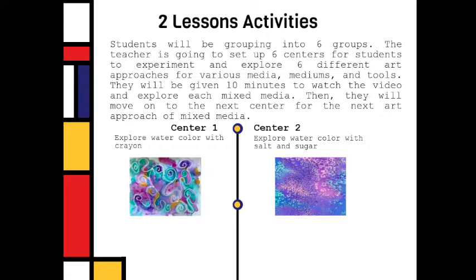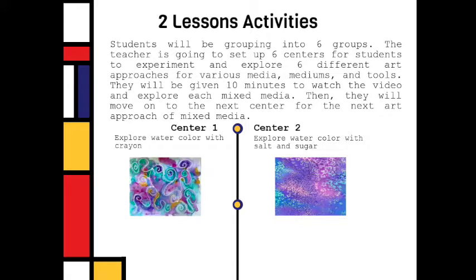I only have 40 minutes for one period. So students have to explore the art for 6 centers. They need 2 lessons for the activities. So for this activity, students will be grouped into 6 groups. The teacher is going to set up 6 centers for the students to experiment and explore 6 different art approaches for various media, medium, and tools. They will be given 10 minutes to watch the video and explore each mixed media, and then they will move on to the next center for the next art approach of mixed media.